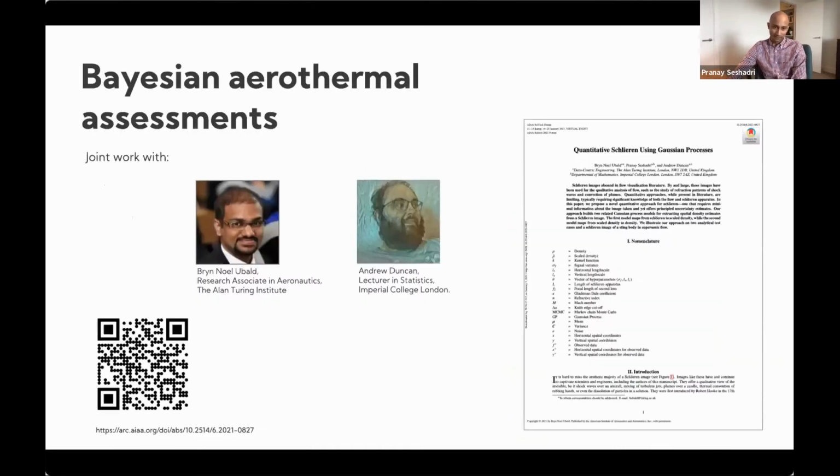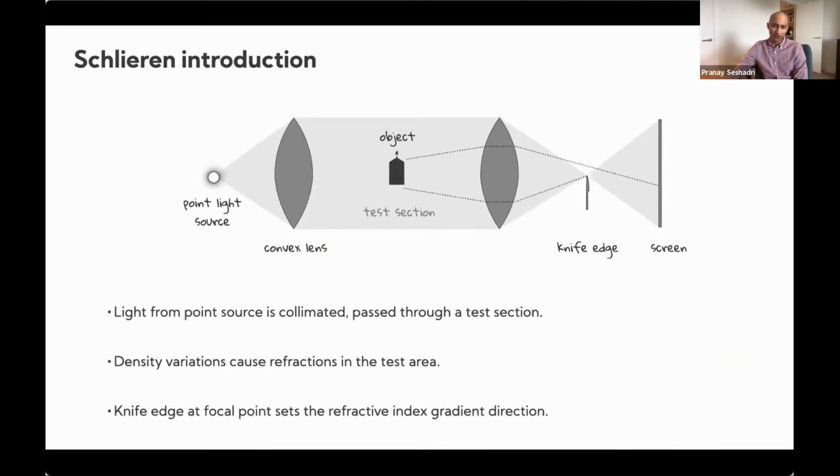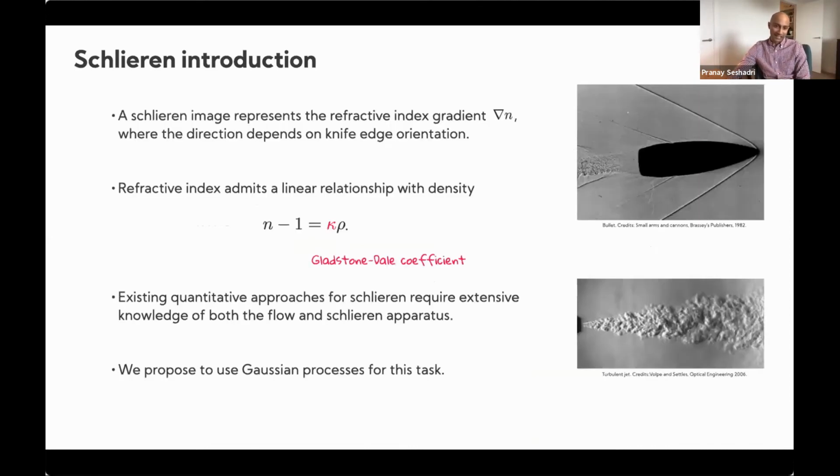So the first work really is with Bryn, who's a research associate at the Alan Turing Institute, and Andrew Duncan, who's a lecturer in statistics at Imperial College London. So all of you have undoubtedly heard of Schlieren images before, so I'll go through this relatively quickly. Effectively, a Schlieren image represents the refractive index gradient in a particular direction, and that direction is set by the orientation of a knife edge in a classical Schlieren image setup.